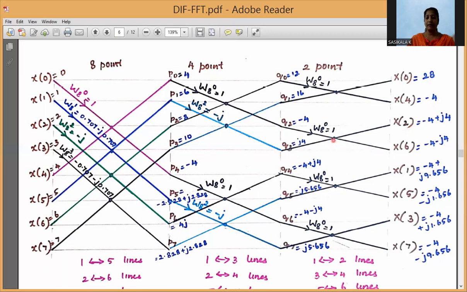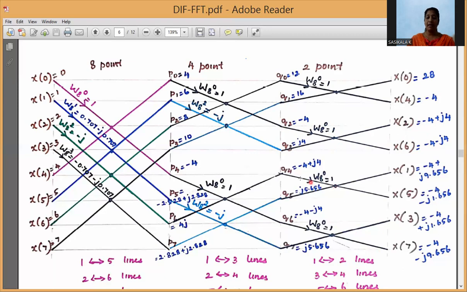And the second butterfly, come to second butterfly, the inputs are Q2 and Q3. So the output X of 2, that is capital X of 2 equal to Q2 plus Q3, that is minus 4 plus J4. So minus 4 plus J4. And X of 6 equal to the first input minus second input into the twiddle factor, that is minus 4 minus J4 into 1. So it becomes minus 4 minus J4. And come to the third butterfly.